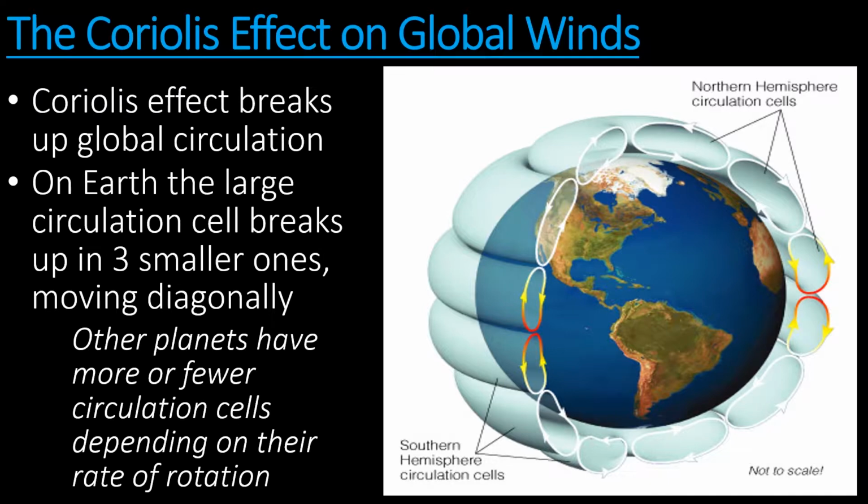But the Coriolis effect is going to break up our global circulation. And on Earth, the large circulation cells break up into 3 smaller ones, moving diagonally. Other planets are going to have more or fewer circulation cells depending on their rate of rotation. And please remember always, this is not to scale. And so we can see all these different circulation cells. We have 1, 2, 3, 4, 5, 6.